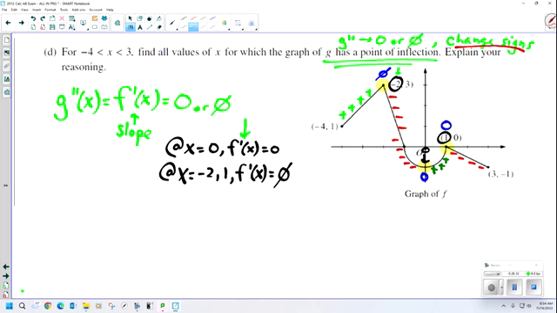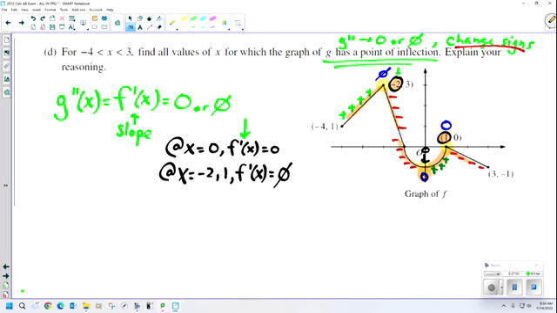Now, notice as I go from left to right, oh, I should do this with a nice highlighter. A nice orange highlighter. Let's do this. Boom. Positive slope to negative slope. So it does change signs here. Negative slope to positive slope. So it does change signs here. Positive slope to negative slope. So it changes signs at all 3.